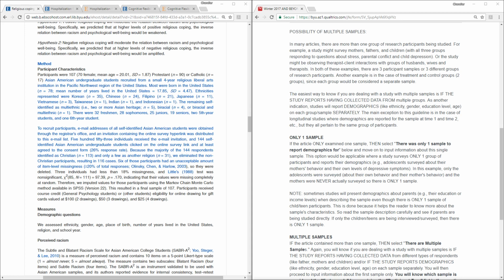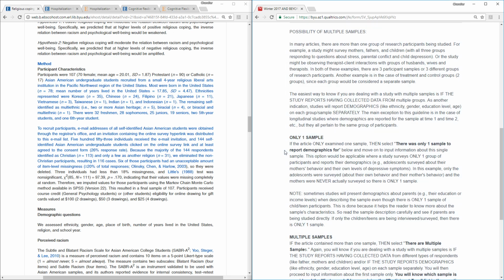Multiple samples tends to be the most confusing part of the coding process. Hopefully you've read through this explanation of multiple samples in the syllabus at least a few times. It is also here in the Qualtrics survey for you to reference while you're coding articles. We'll go ahead and break down this information for you so it's a little bit easier to understand with some examples. Starting with this only one sample section.